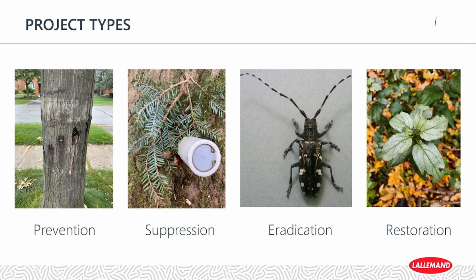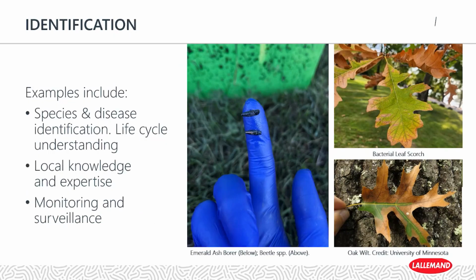And lastly, an example of restoration involves controlling buckthorn. Restoration focuses on recovering and restoring an area that has been impacted by pests or other disturbances. Moving along, identification, as we know, is crucial in developing targeted and effective management strategies. It is the basis for implementing appropriate control measures while minimizing the environmental impact on the forest ecosystem.